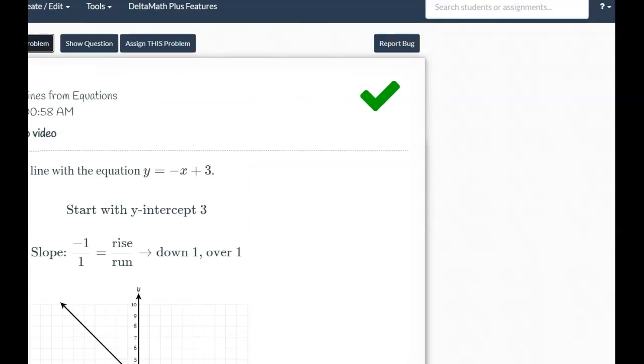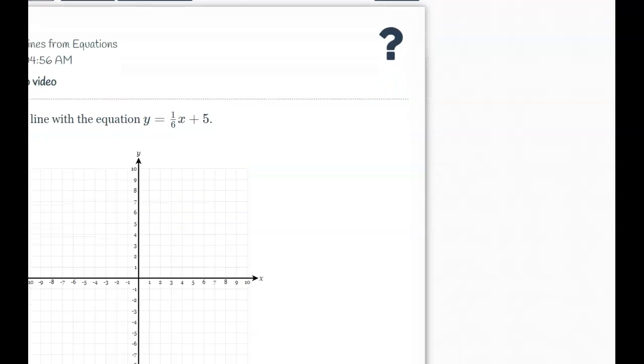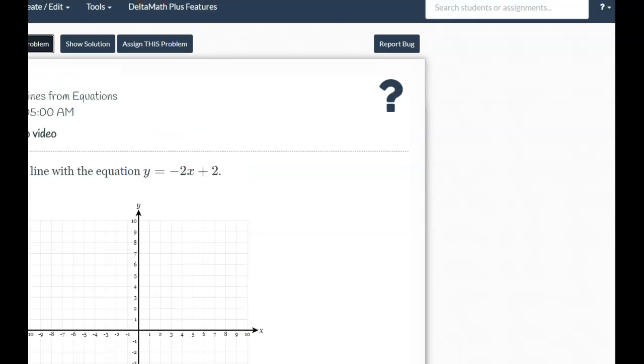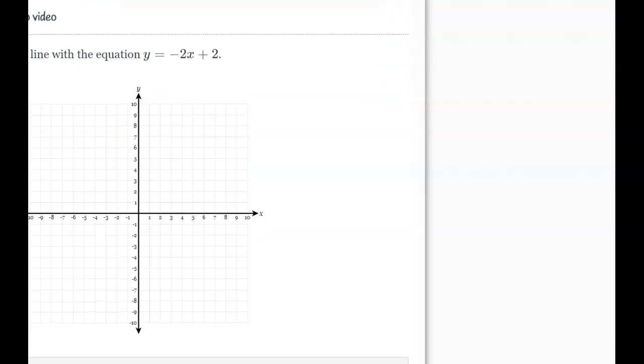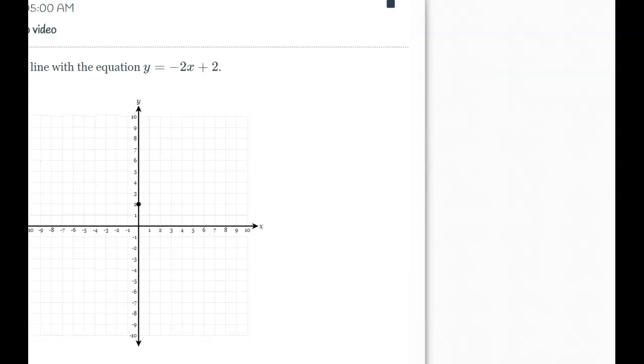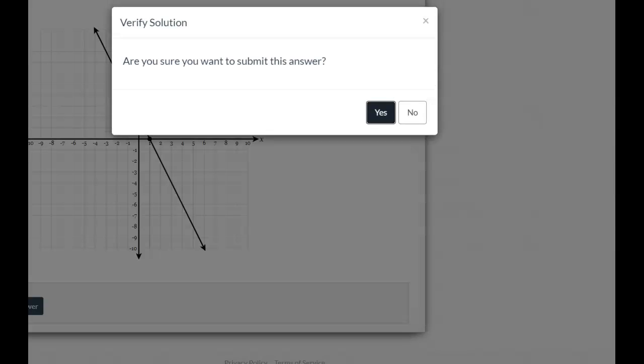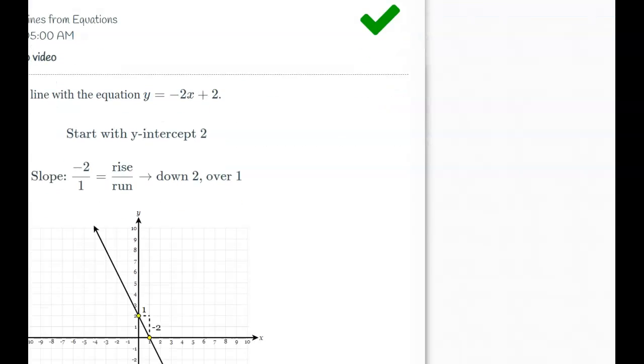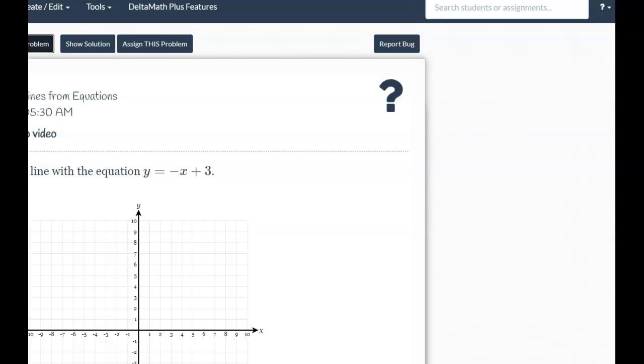So let's try another one. Let's do one more and just see how we feel about it. Okay, we've already done that, let's skip that. New problem. Ooh, I like this one. Y-intercept is 2. Bam. Put a dot. Now, it's looking for another point. But the slope is -2. That's -2 over 1, which tells me to go down 2 and over 1. Submit. Yes, I'm sure. Boom. Perfect.